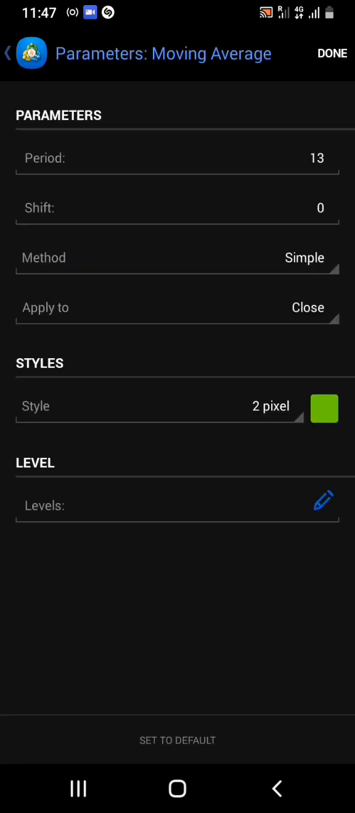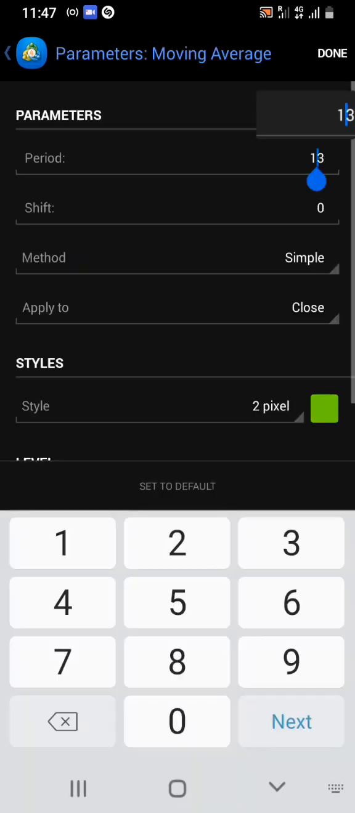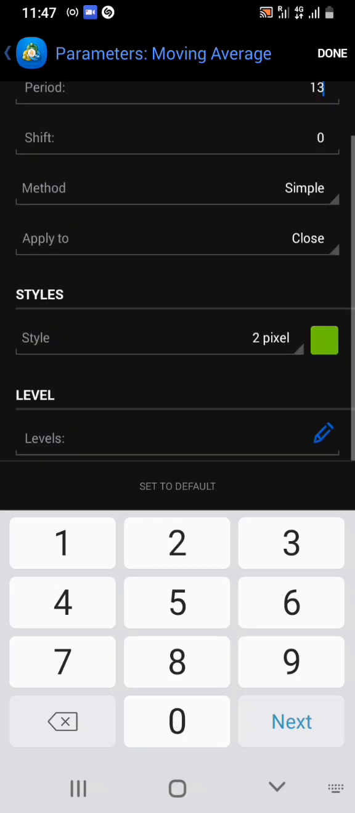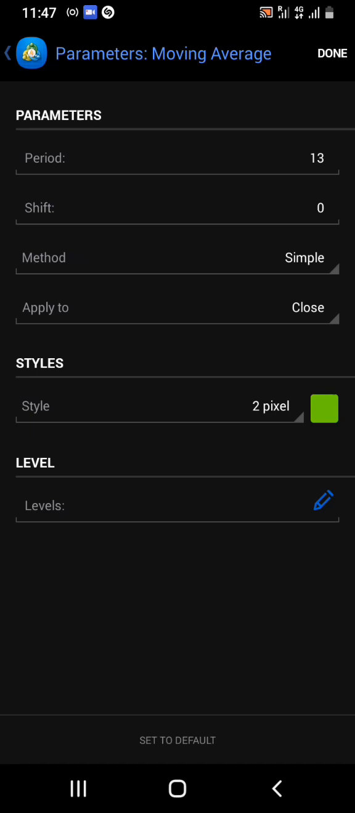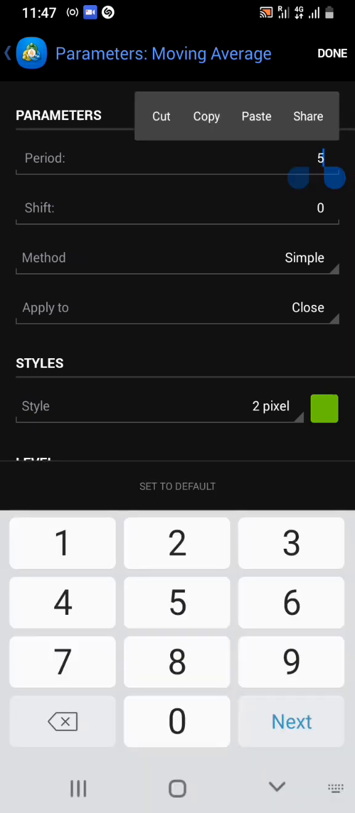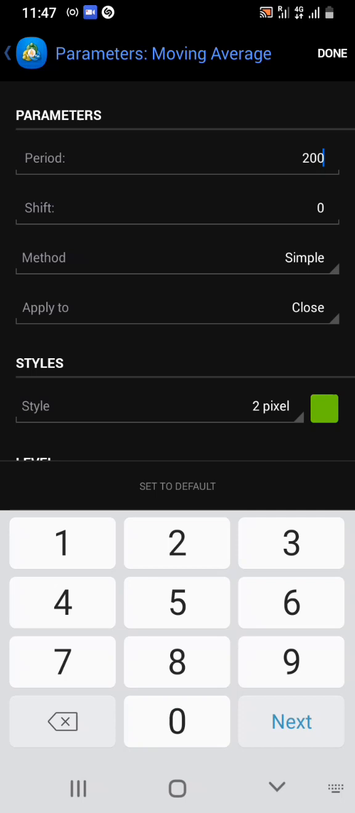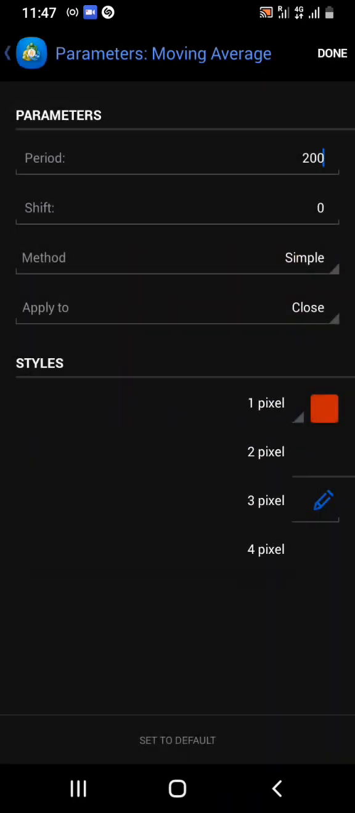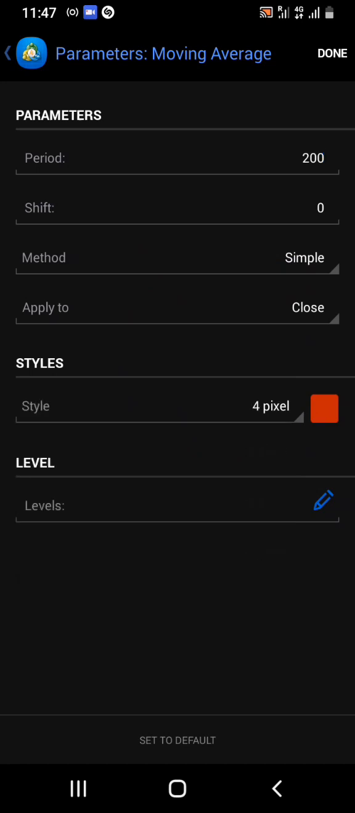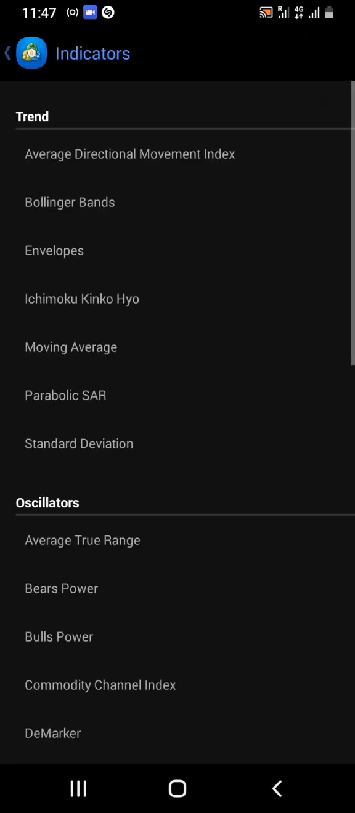You guys have asked me to do another video on the moving averages, and today we're going to talk about the moving averages. So I'm back to setting the indicators, and as you can see, I'm about to set the 13 moving average, and I will move on to the 200 moving average. As you can see, I make sure that I set the period to 200, the shift remains at 0, the method at simple, we apply to close, and the color to red.